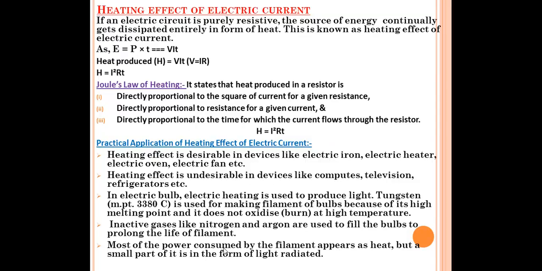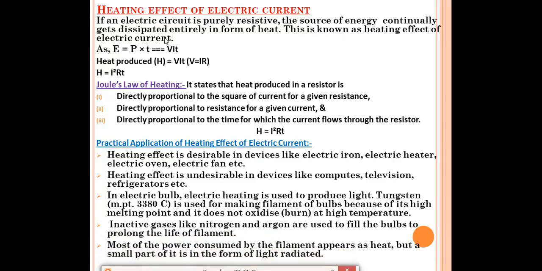Okay. Next, we have the heating effect of electric current. What is the heating effect of electric current? If an electric circuit is purely resistive, the source of energy continually gets dissipated entirely in the form of heat. This is known as the heating effect of electric current. So this is the statement for the heating effect of electric current. You should remember the statement. If an electric circuit is purely resistive, suppose one electric circuit is there that is purely resistive, the source of energy continually gets dissipated entirely in the form of heat. So the energy which we are providing in the circuit is continuously coming out in the form of heat. So this is called the heating effect of electric current.